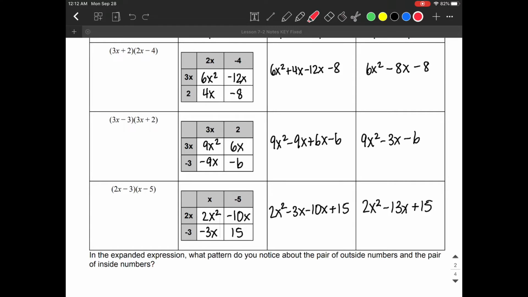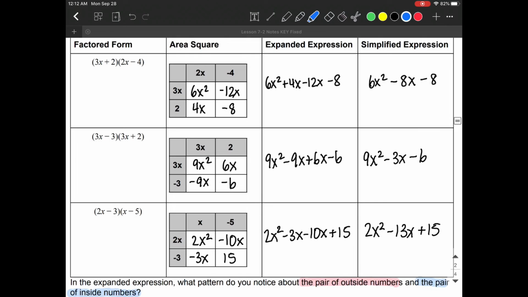Let's give away the pattern here, what you're supposed to be looking for. You look at the pair of outside numbers and the pair of inside numbers. Ideally, we would have done this in a classroom, and you would have really analyzed this, but I'm not going to waste your time. So I'm just going to tell you, if you look at the pair of outside numbers and the pair of inside numbers, you should see a pattern in the expanded form.